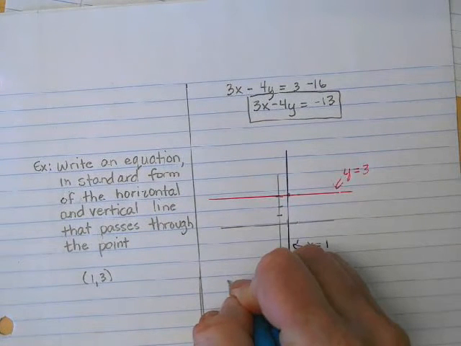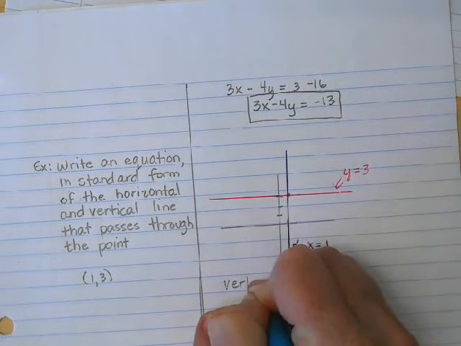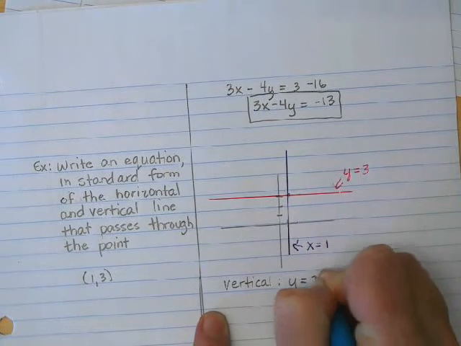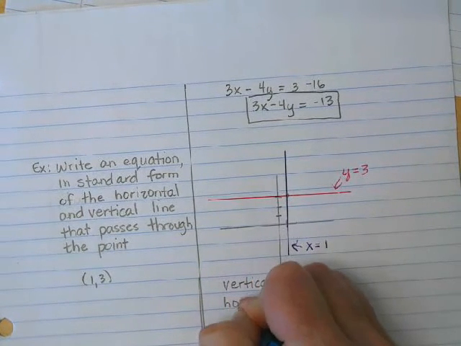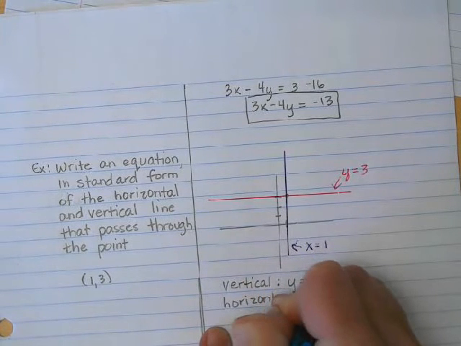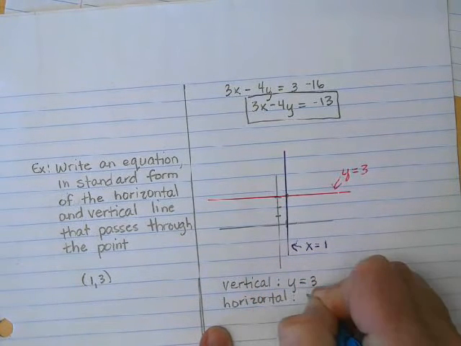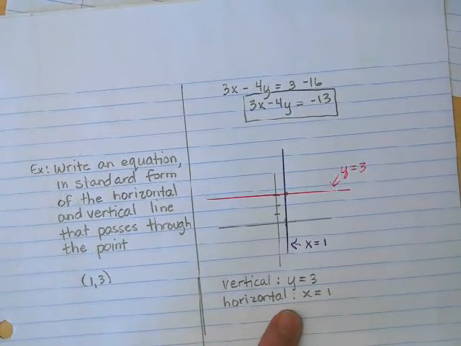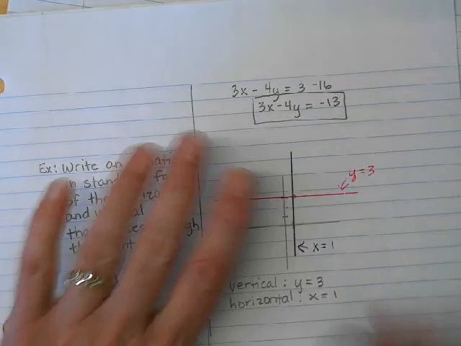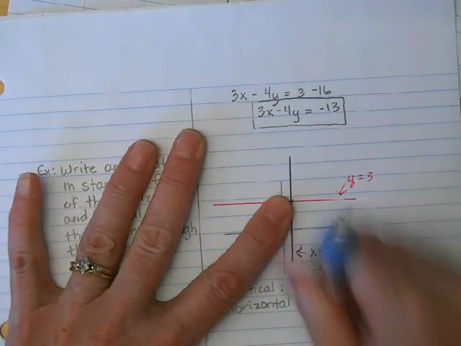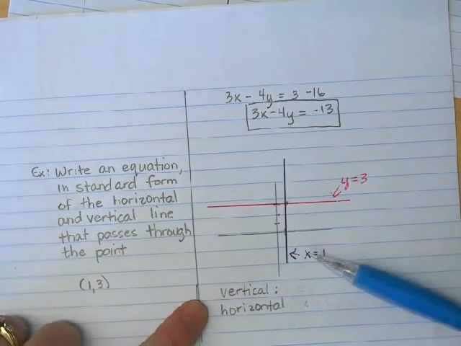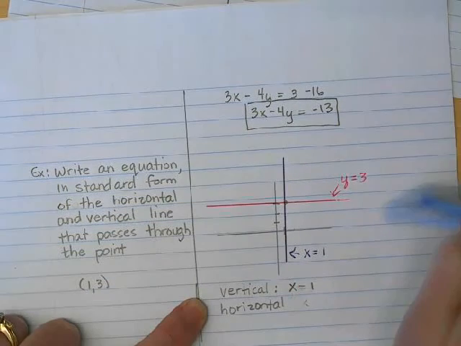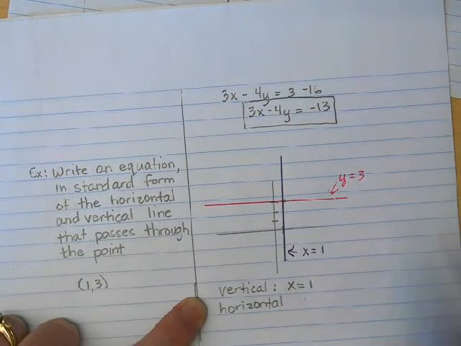So we're going to say vertical is y equals 3, horizontal is x equals 1. So notice that difference about, oops, did I just make those backwards? I just made those backwards, you guys. Okay, this is vertical. This is an x equals. This is horizontal. This is a y equals.